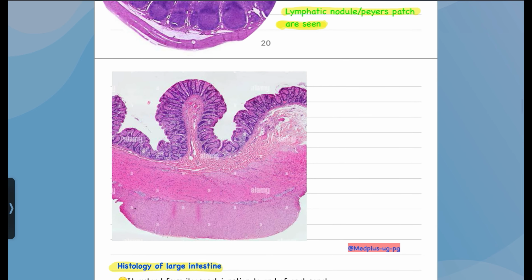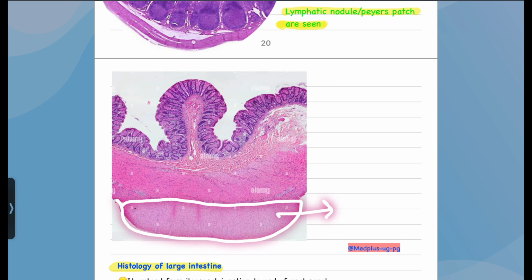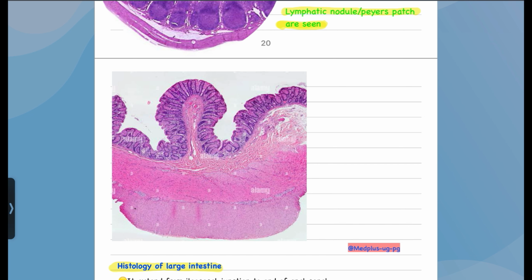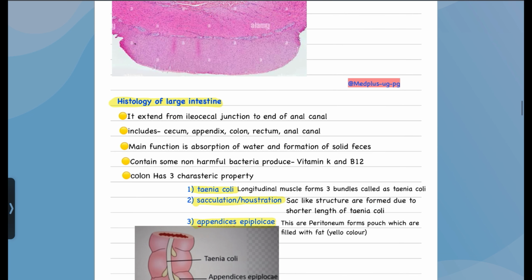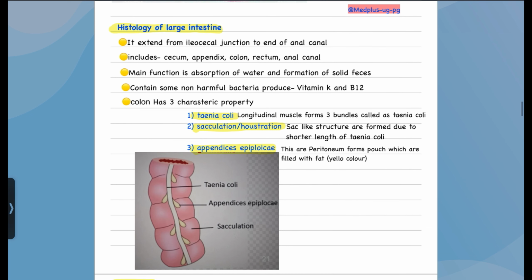We can see this is the tinea coli. As I said, the longitudinal muscle layer modifies into bundles. This is the tinea coli. We have three. We will see it later. Now we will start with the histology of the intestine.